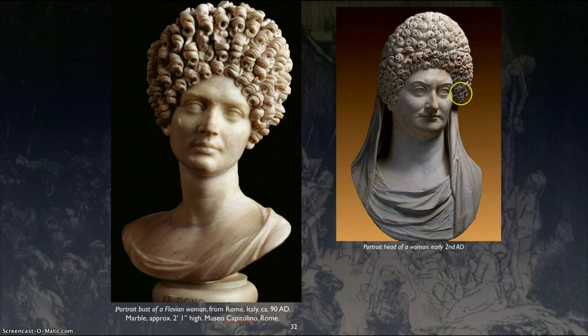But we also have something like this. An older woman with what does definitely look like something that she just plopped down on top of her head with curls and curls and curls.